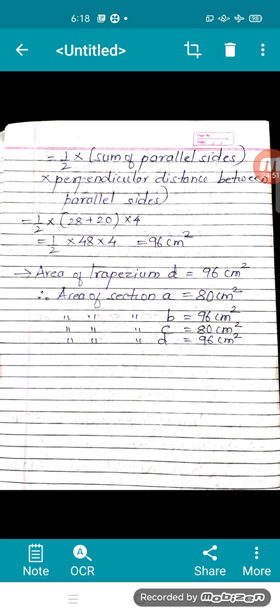Now the area of section A is 80 cm square. Area of section B is 96 cm square. Area of section C is 80 cm square and the area of section D is 96 cm square.